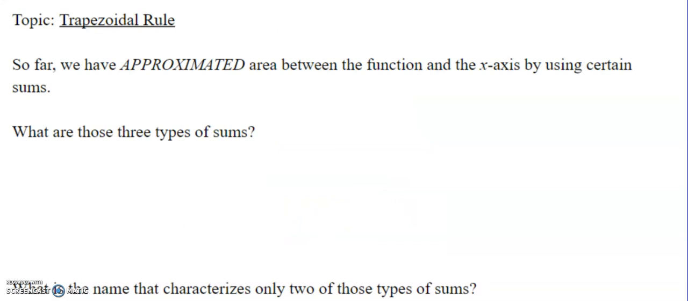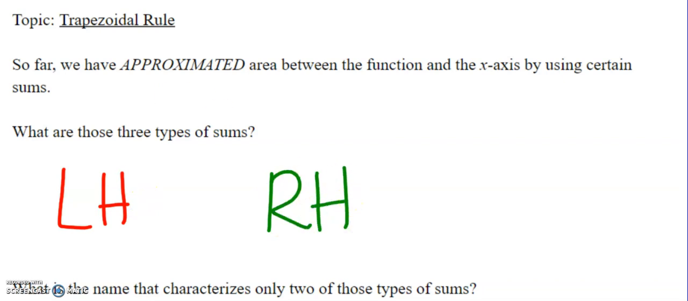So far, we've approximated the area between the function and the x-axis. Remember, sometimes above, sometimes below, moving from left to right, that whole thing. There were 3 types of sums that we've done so far. We have worked with a left-hand sum, we have worked with a right-hand sum, and we have done the midpoint sum.